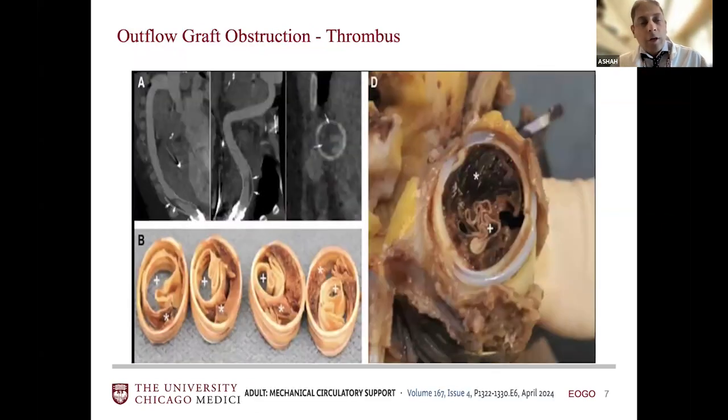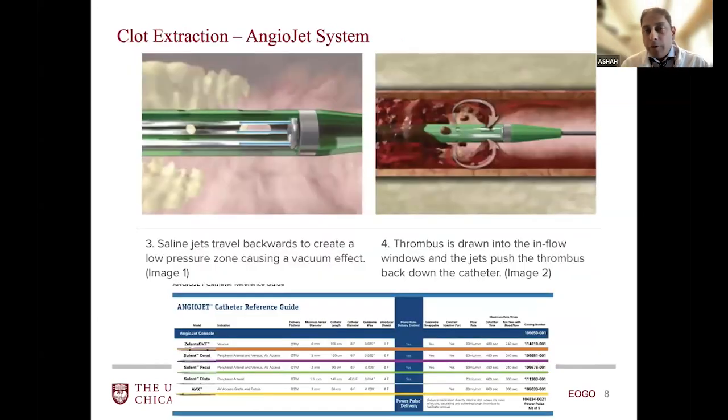So this slide, already seen earlier, looks at the clot that can form in the LVAD outflow graft, and how can we treat that? Well, there's a couple of different catheters we can use to extract clot. And again, none of this has any data, and none of these are approved by the FDA for this indication. The first clot extraction system is the AngioJet system. The AngioJet system is designed to remove clot from coronaries, from peripheral arteries, from vein grafts, but we can also use it to extract clot from the graft.